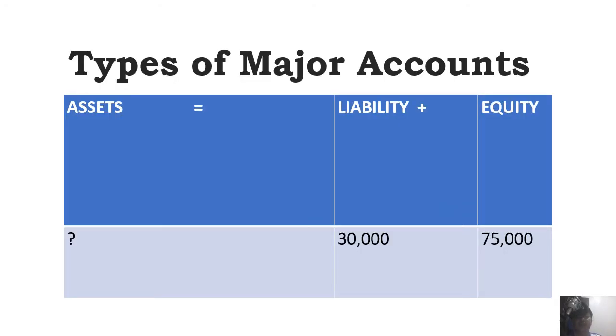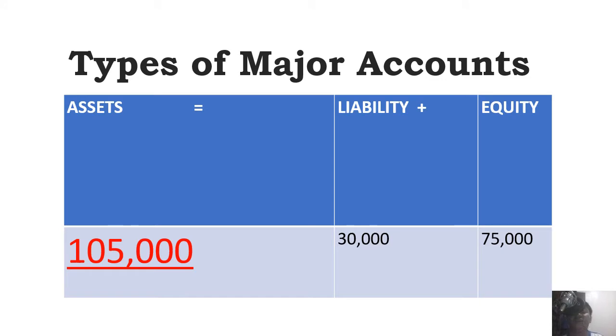Item number 5. If assets is unknown and liabilities is 30,000 and equity or capital is 75,000, how much is your asset? Correct. The answer is 105,000 pesos. So you just have to add the liability and capital or equity. So 30,000 plus 75,000 is 105,000.